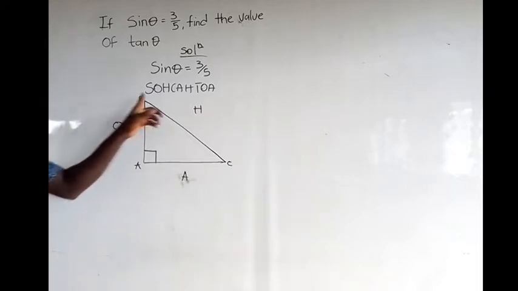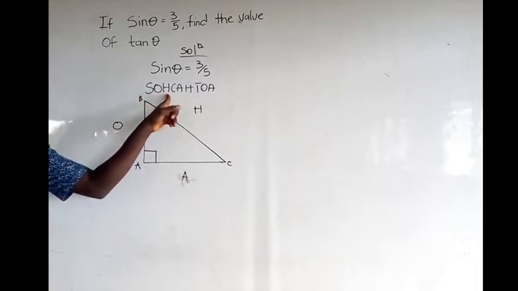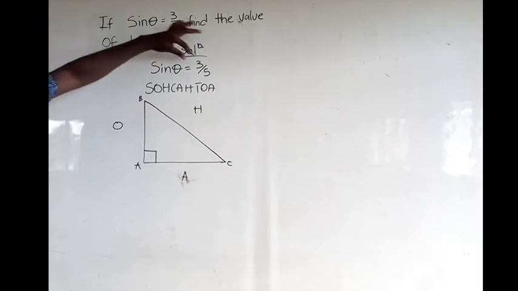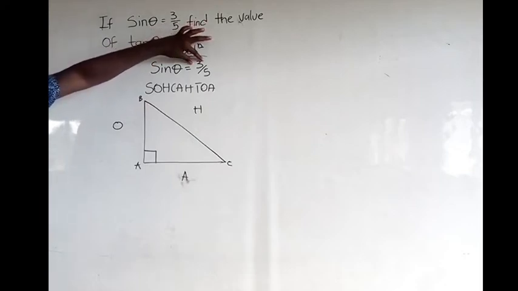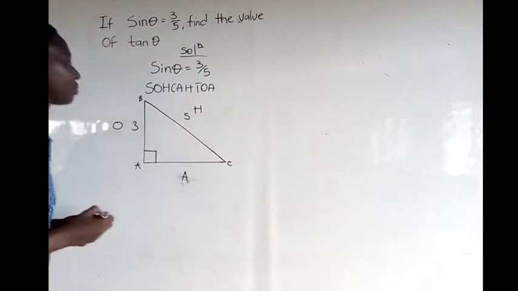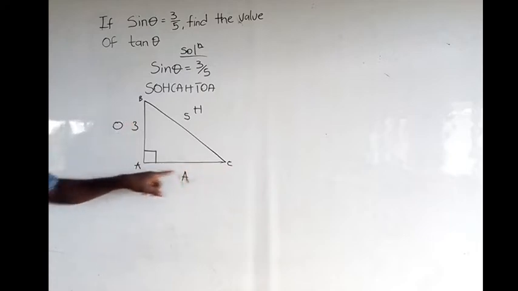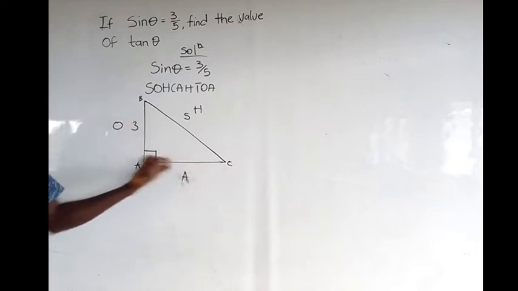So from here, when we look at the SOHCAHTOA, we can see that sine is opposite over hypotenuse, which means opposite is the 3 and then hypotenuse is the 5. So you get 3/5. And then what is left over here? This very side. So we're going to find this side.